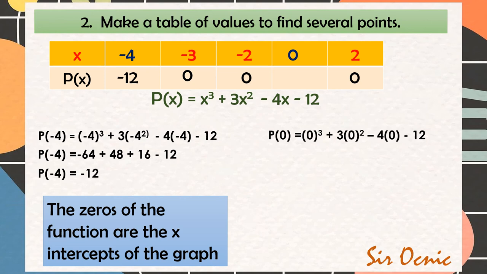Let us solve p of 0. That is equal to 0 cubed plus 3 times 0 squared minus 4 times 0 minus 12. Since the multiplier is 0, all the products will then be 0. What will remain is the constant term, which is equal to negative 12. Therefore, if x is equal to 0, then p of x is equal to negative 12.